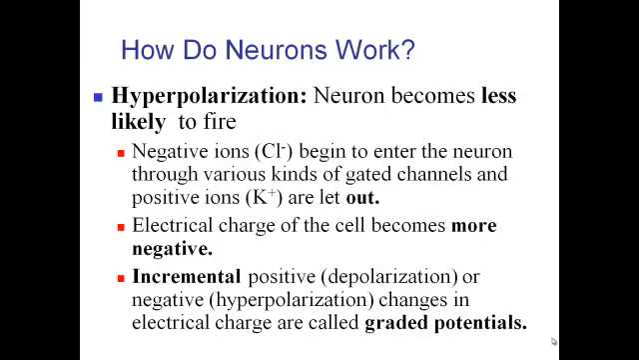While you might have positive ions coming in, you might also have positive ions going out. You might have both. Remember, if the neuron is at rest, it has a negative charge inside. Well, you're going to have some positive ions coming in, but you're also going to be able to push those positive ions out to maintain that resting potential. So you have the chlorine ions entering the neuron and the positive potassium ions being let out. This returns the neuron to the negative state, making it less likely to fire. The electrical charge itself becomes more negative.